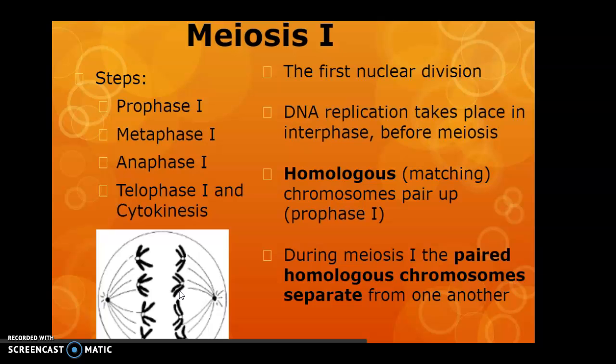During meiosis 1, those homologous chromosomes will separate from one another after they pair up. Notice they've paired, that's early in the phase, and then they separate from one another, those homologous chromosomes. Remember, homologous chromosomes are matching chromosomes.